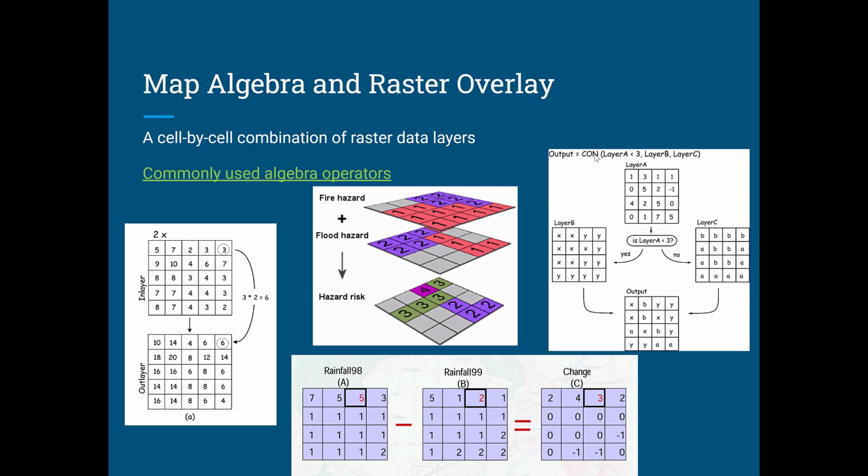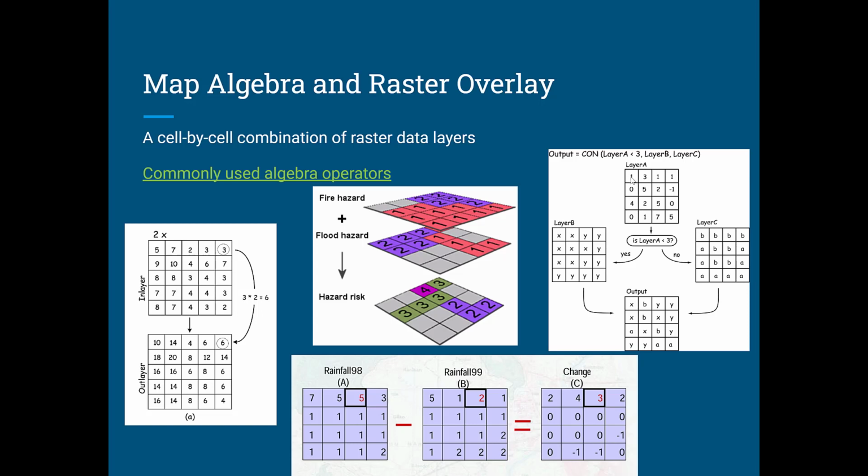Here, this condition algebra function is a little bit complicated. It's called condition. So you should read this formula like this. The condition is my layer A. For each cell in layer A, I'm going to look at whether that value is smaller than 3. If this condition is true, you take the value in layer B at the same location. Otherwise, you take the value in layer C at the same location.